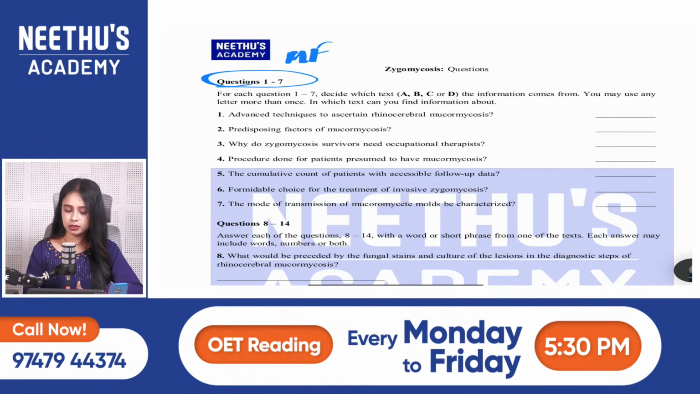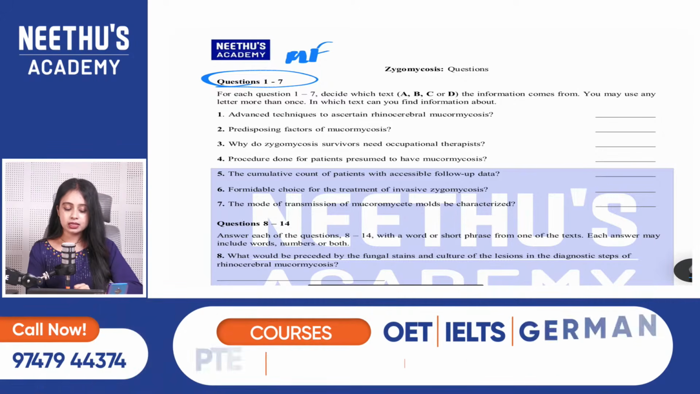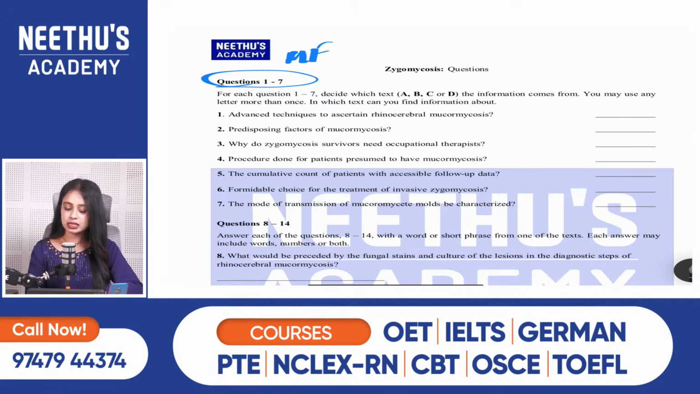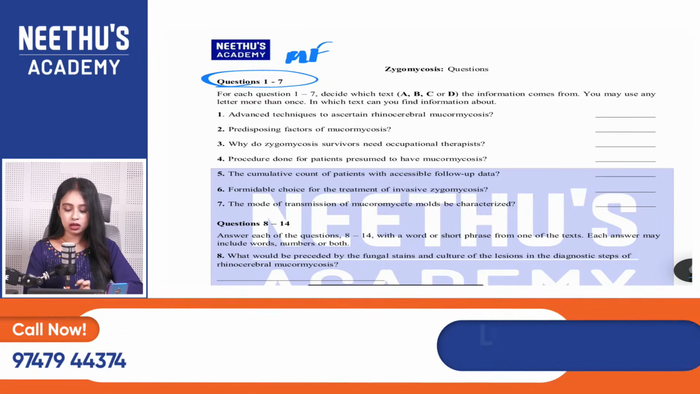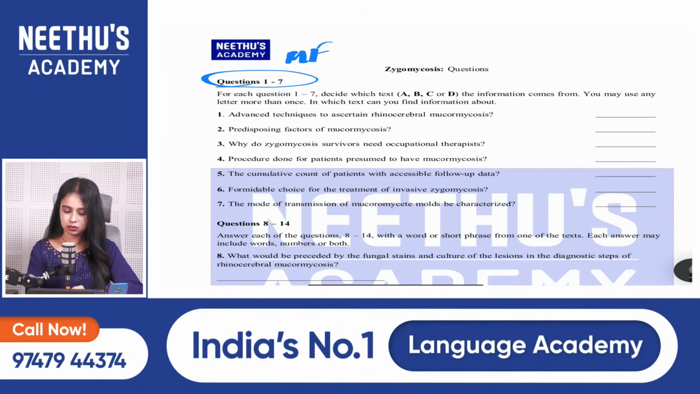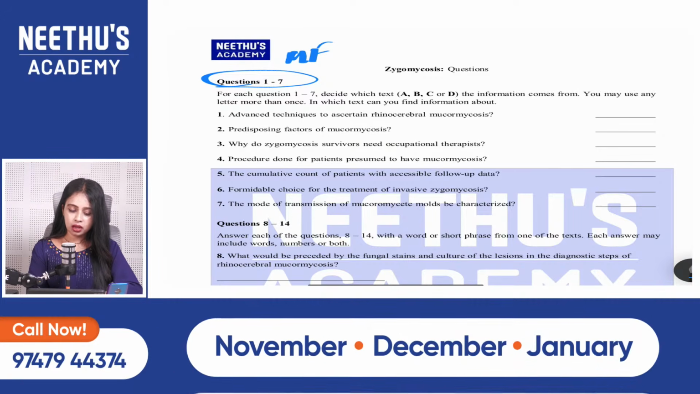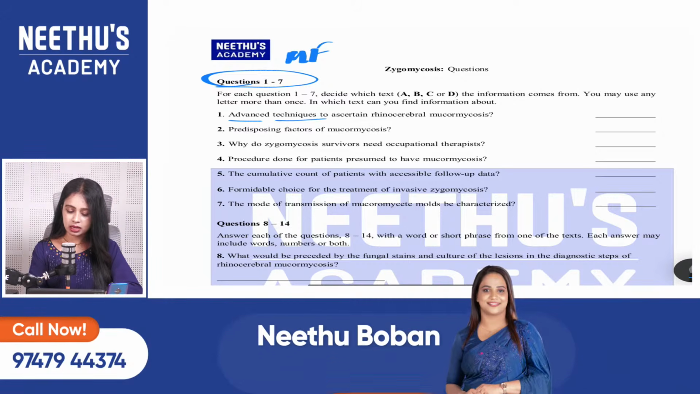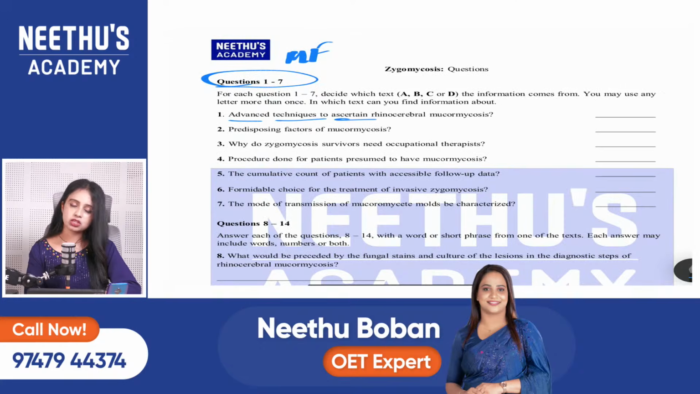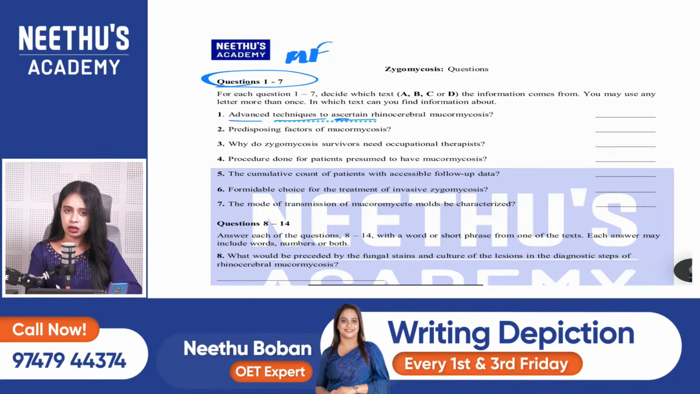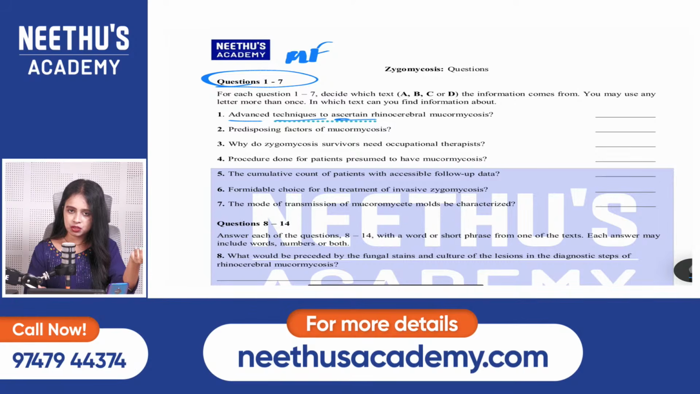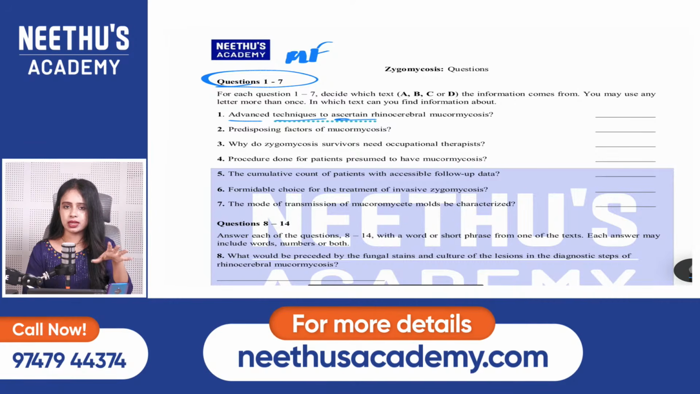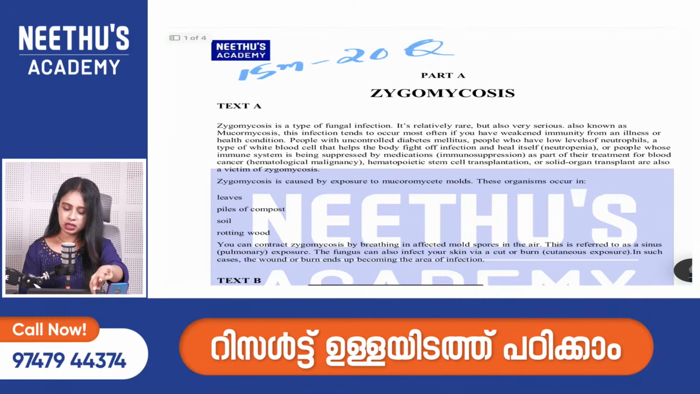Please do comment it. So first one, advanced techniques to ascertain rhinocerebral mucormycosis. So my keywords are advanced, techniques, as well as ascertain. So these are my keywords from the question. And already today I'm not going to read each and every text. I'm not going to underline the keywords from here because now you guys know what is that. നിങ്ങൾക്ക് തന്നെ അറിയാം എങ്ങനെ ചെയ്യണം എന്ത് വായിക്കണം എന്നുള്ളത്. So I'm not going to read everything in detail.